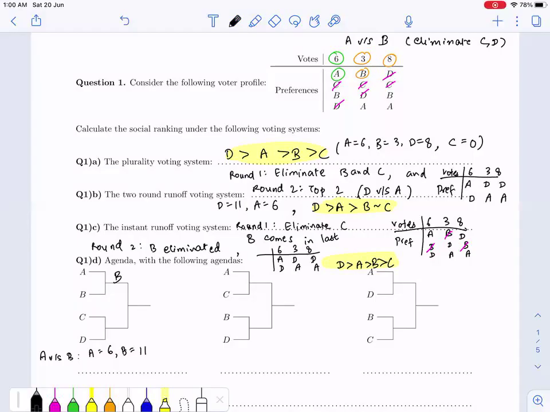Okay, now let's do the same thing for C versus D. I'll remove this and do C versus D in the same table. C versus D means that you eliminate everything other than C and D. So eliminate A and B. Okay, now C gets 6 plus 3 top votes. Actually, yeah, 6 plus 3 top votes. And D gets 8 top votes.